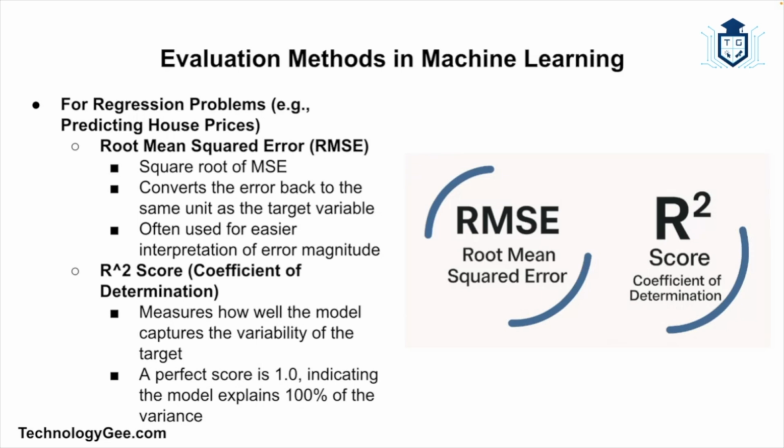So this is just like the square root of MSE, but this puts the error back into the original unit, like if we're dealing with dollars. And then you have the R squared score, or the coefficient of determination. And this measures how well the model explains the variability of the target. A score of 1.0 means a perfect prediction. Now understand, I'm just giving you a high level overview of what this stuff is. We're not going to go into extreme detail with this.